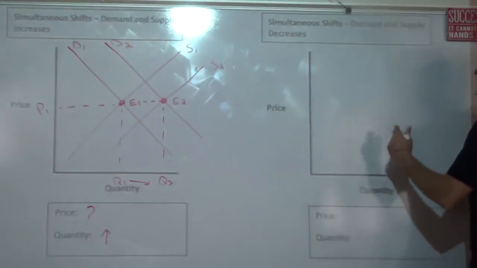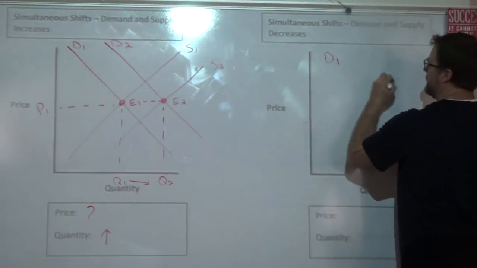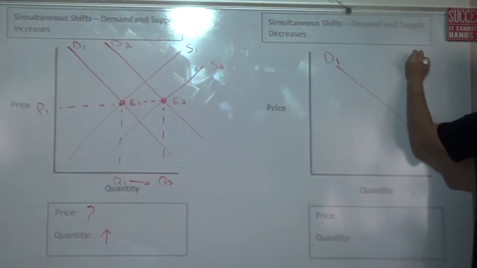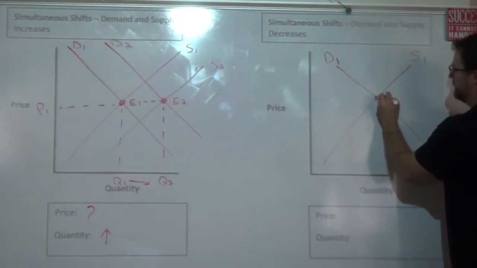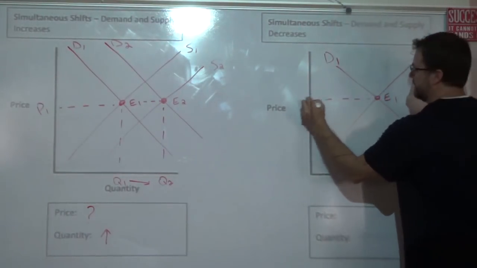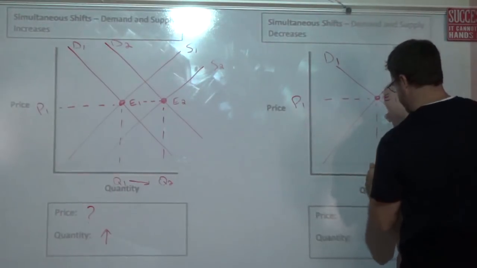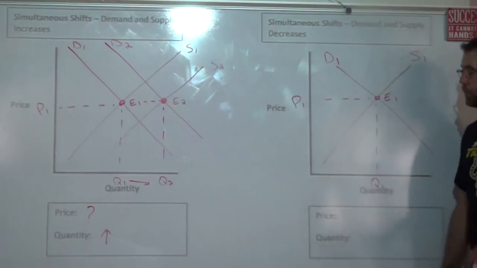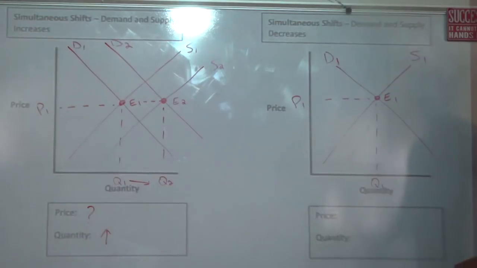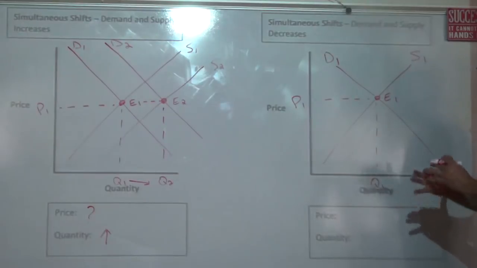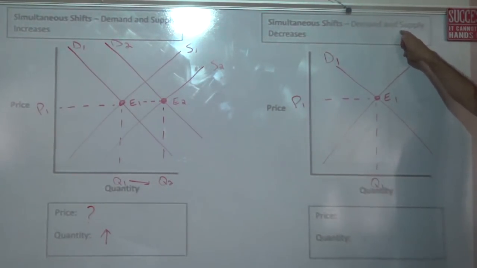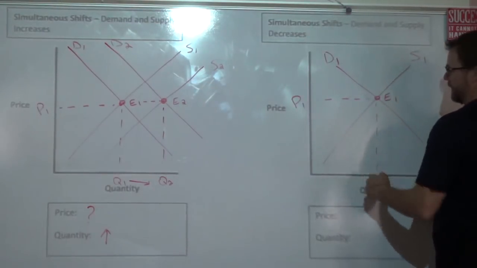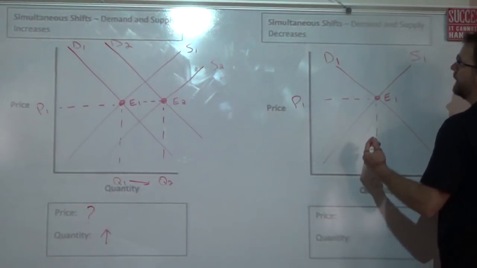Okay? And the last one. Okay, so let's go ahead and fill this in. D1, S1. We have our equilibrium point, price 1, and Q1. Okay, so simultaneous shift, this time demand and supply are both decreasing. So at the same time that you and I as consumers are demanding less of the product, the producers are saying, well, we're going to supply less of that product to the market. So let's see what happens to the equilibrium price and quantity in that scenario.